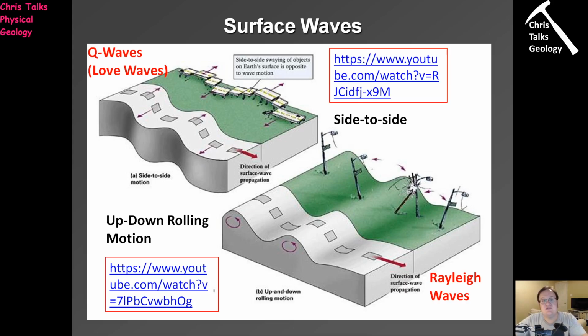Okay, so this diagram is essentially showing you the surface waves. Surface waves come in two varieties. We have Q waves, also referred to as Love waves. They're going to make the ground move from side to side. And then we have Rayleigh waves. They're going to make the ground move up and down. And there's a couple of links to videos here which I would recommend you take a second to look at, because they are genuinely quite interesting.